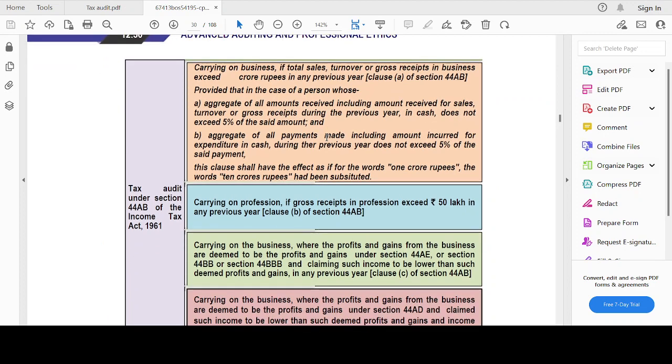Carrying on business, if total sales, gross turnover or gross receipts exceed 1 crore rupees in any previous year. This has been replaced, right? It is now 10 crore rupees. The condition is that the aggregate of all amounts received, including for sales, in cash does not exceed 5% of the gross receipts, and cash payments do not exceed 5% of the gross payments.